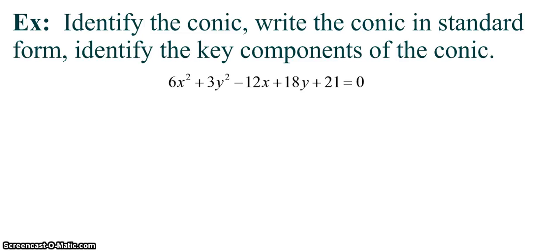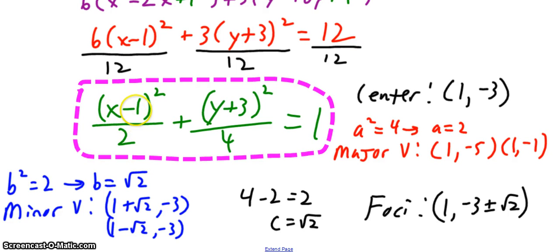Identify the conic, write the conic in standard form, and find the key components of the conic. Pause the video, unpause when you're ready to check your work. Alright, so here the standard form should be x minus 1 quantity squared over 2 plus y plus 3 quantity squared over 4 equals 1. The center then is the point 1, negative 3.